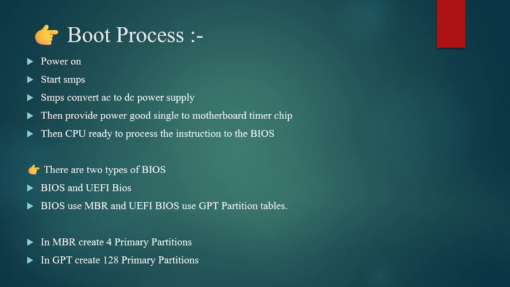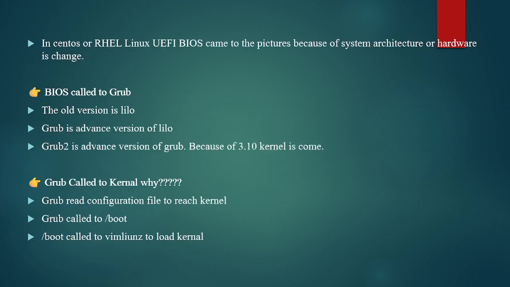There are two types of BIOS, UEFI and MBR BIOS. UEFI BIOS uses GPT partition, and MBR BIOS, sorry, normal BIOS uses MBR partition. MBR creates 4 primary partitions and GPT creates 128 primary partitions. In CentOS or RHEL Linux, UEFI BIOS came into the picture because the system architecture or hardware changed.